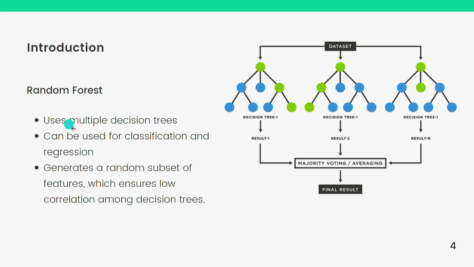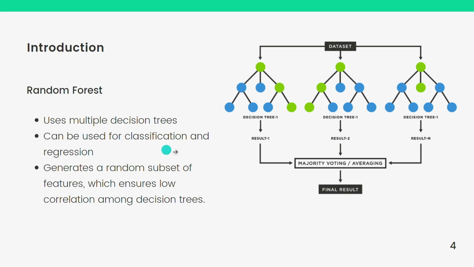So random forest basically uses multiple decision trees, like I said, and it can be used for both classification as well as regression. So it generates a random subset of features which ensures low correlation among the decision trees. Now this is an important thing. If you take all the features at once and generate multiple trees out of it, all of those trees would basically be the same because you're using the same features and same data set in each and every one. So there is no point of generating multiple trees if you're using the same number of features and the same number of rows, because all of them will be the same. Basically there will not be any difference.